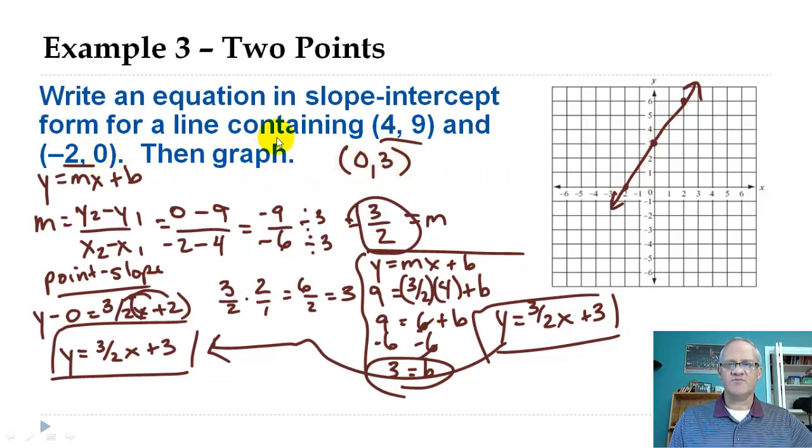If they happen to give me, say, 4, 9 and 0, 3 instead of -2, 0, I could take a shortcut. I wouldn't even have to do all this work in here. If I see that I have a 0 as my x value, I know that the y that's with it is the y-intercept, and I could just plug that straight into the equation. So a little shortcut there.